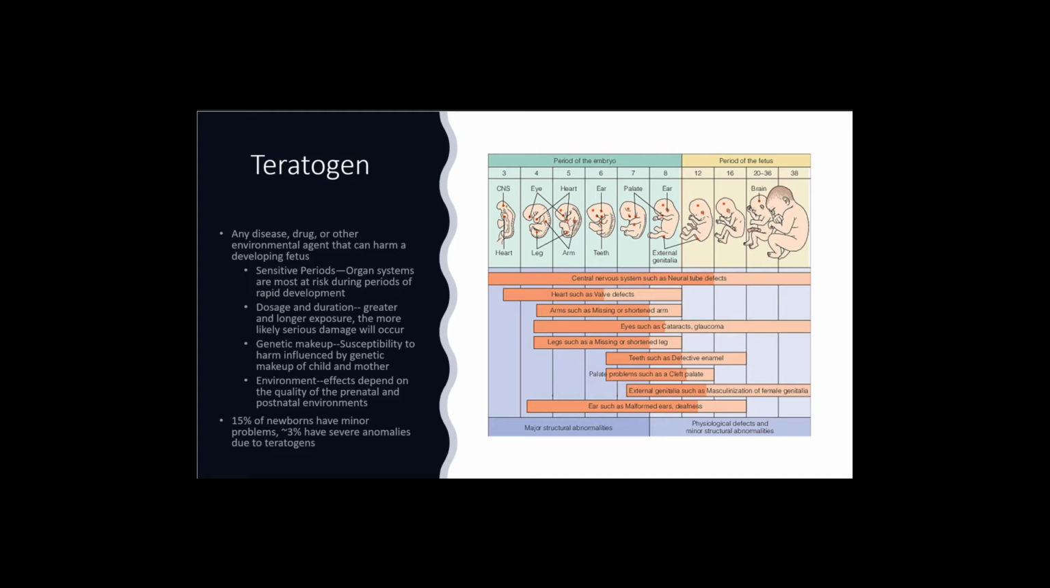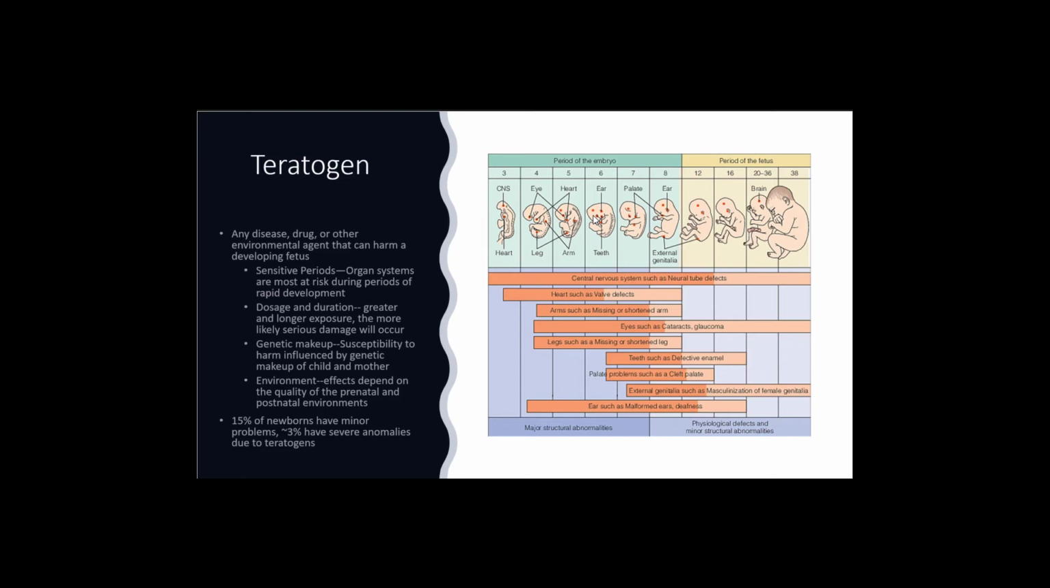Now, looking at teratogens: any disease, drug, or other environmental agent that can cause harm to a developing fetus. There are sensitive periods, when organ systems are most at risk during periods of rapid development. You can see on the right-hand side here, this is a standard chart in every developmental textbook. Basically the idea is that certain parts of the brain and fetus develop at different times due to prioritization, and that's genetically how that occurs.